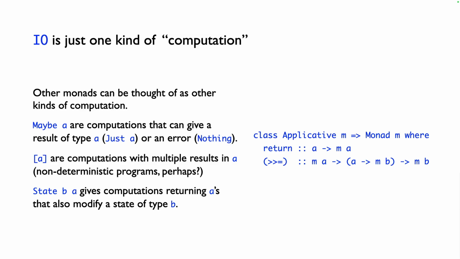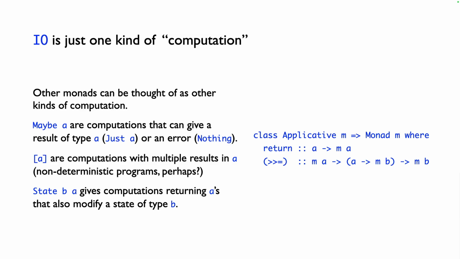Now, I talked about I/O as being one kind of computation. It does side effects, but we can think of other type forming operations, other functors, as computations themselves. We can think of maybe A's as computations that might give us a result or an error, and we've been using it like that in what we've done earlier in the course.